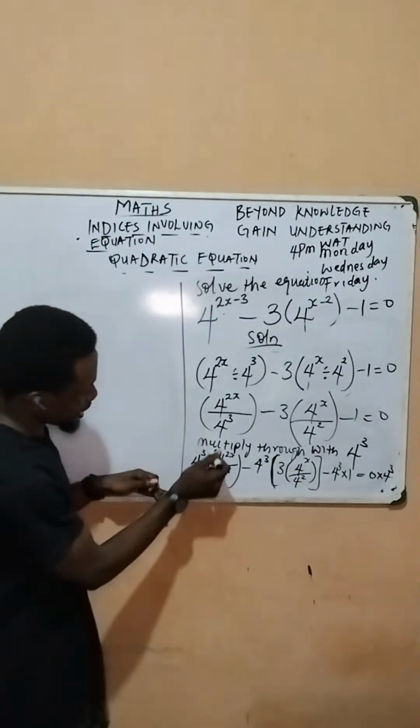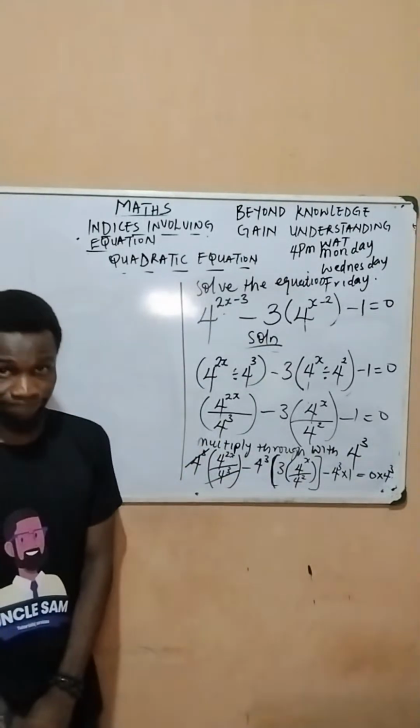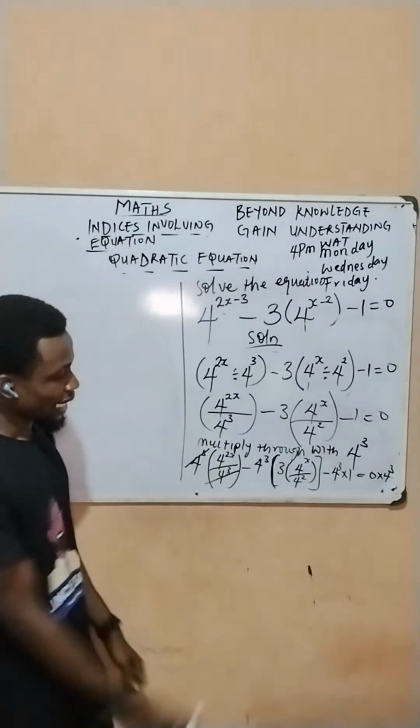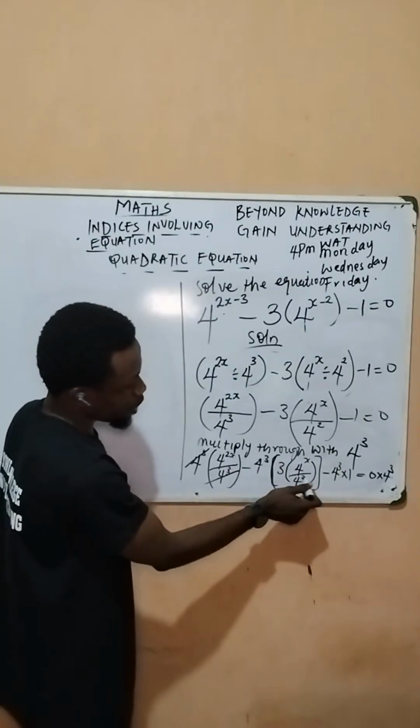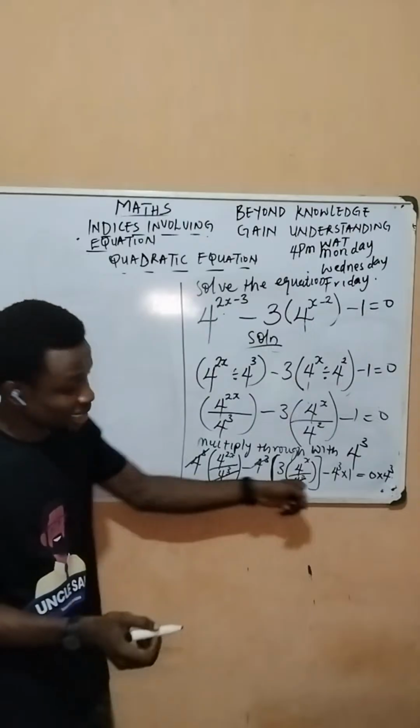So what will happen is this clears out this. That's what happens. And then 4 raised to the power of 3 divided by 4 raised to the power of 2. One of the power will be subtracted because this is divided now.